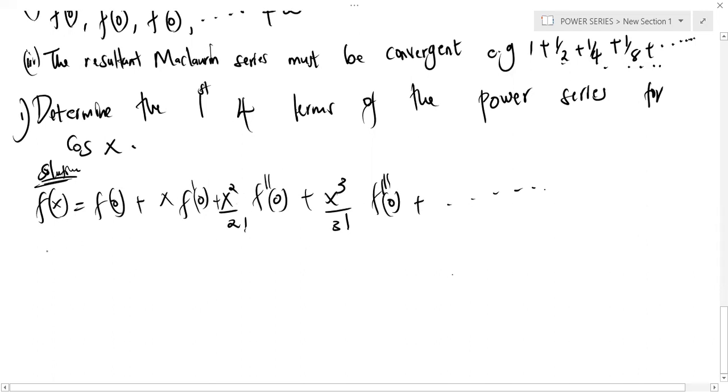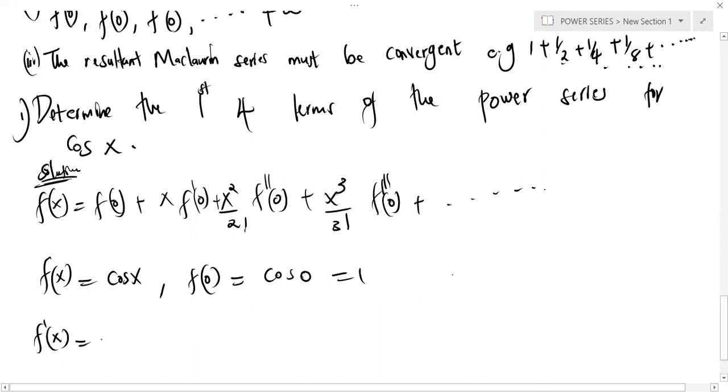Now, our f of x in this case is given by cos x. This is what we want to expand and write its power series. So clearly, we start by evaluating it at f of 0. So what is f of 0? When x is equal to 0, this will be cos of 0. And what's the value for cos 0? Cos 0 is 1. Now, what's f prime of x? Differentiating cos x, we get minus sine x. So what is f prime of 0? Replacing 0 here, we will get minus sine of 0, and this will give us 0.